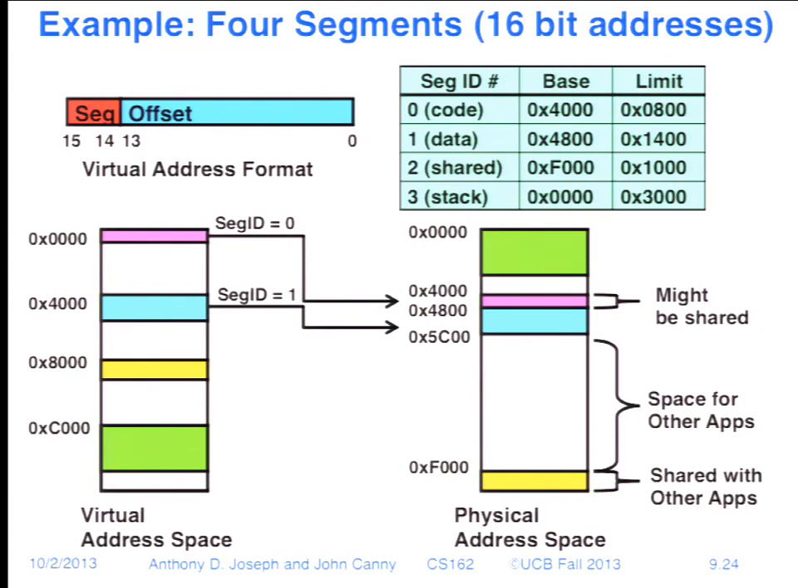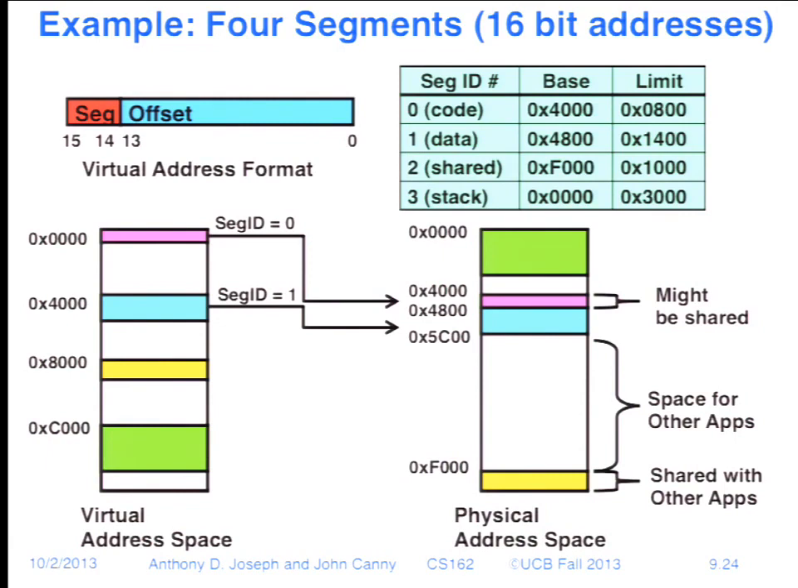It has a physical memory base address of hex 4000. So your segment's being mapped into this base address of 4000. And then it has a limit or a size of 800. So this logical block in virtual memory is being mapped to this physical block at 4000. So the base tells you where it starts, the limit tells you how far it goes.